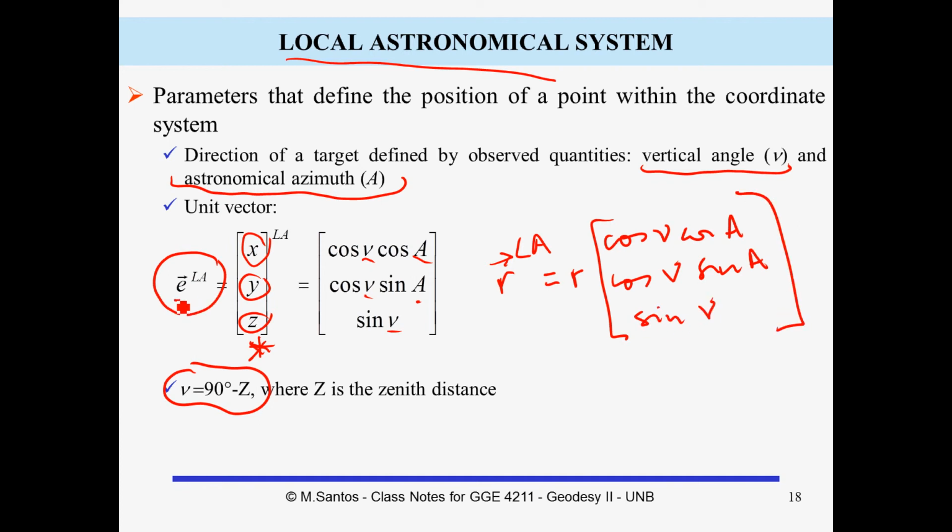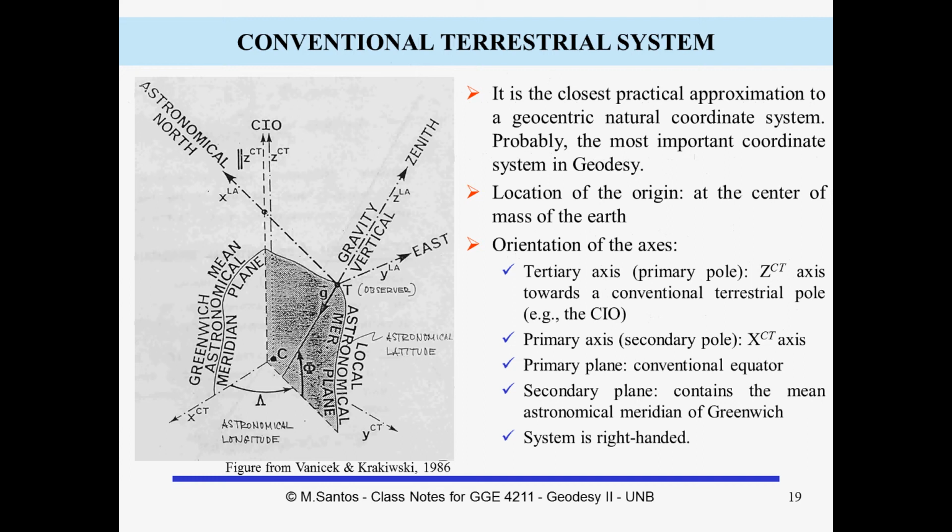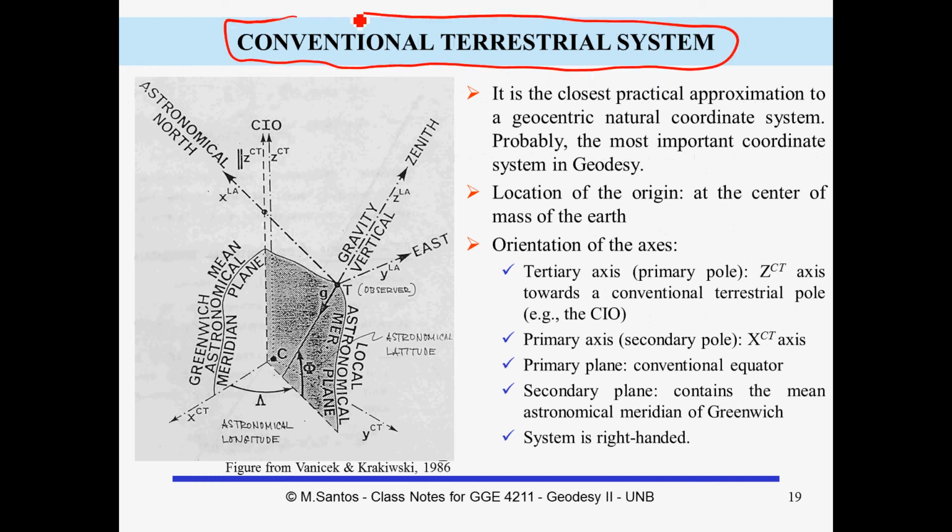Now we are going to be mostly focusing on the unit vectors, because they're going to be defining rotations, how we relate the local astronomical system with the next one. And the next one is the most important coordinate system, the conventional terrestrial system. It is most important because it is the closest practical approximation to a geocentric natural system, and it is basically the system that the artificial satellites orbit around.